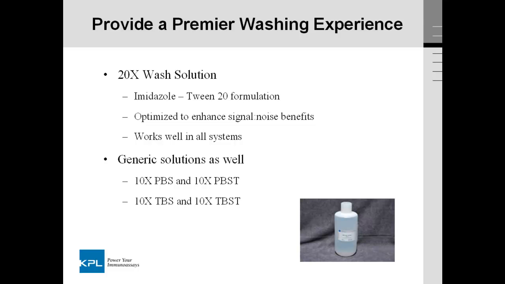Our 20X wash solution is our premier choice for Western blotting. It is an imidazole Tween 20 formulation. It's optimized to enhance signal-to-noise benefits and works well in all systems. We also offer generic wash solutions as well, including 10X PBS and PBST, and 10X TBS and TBST.